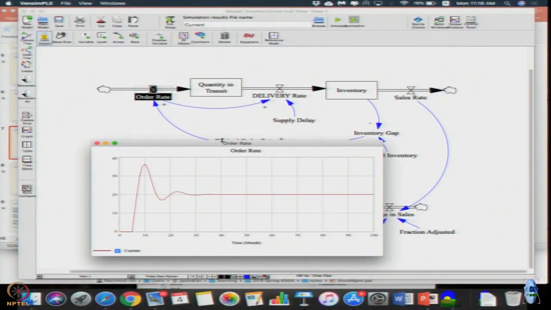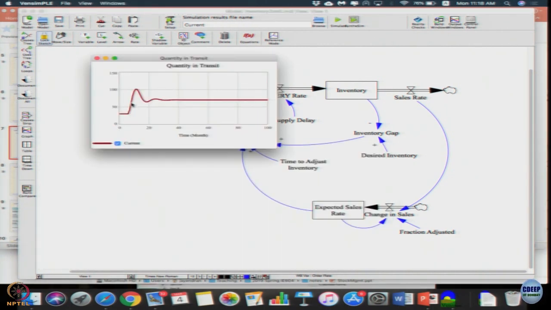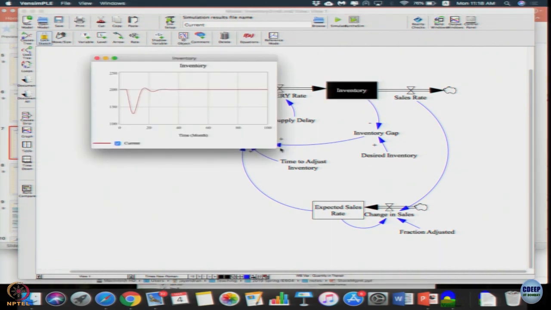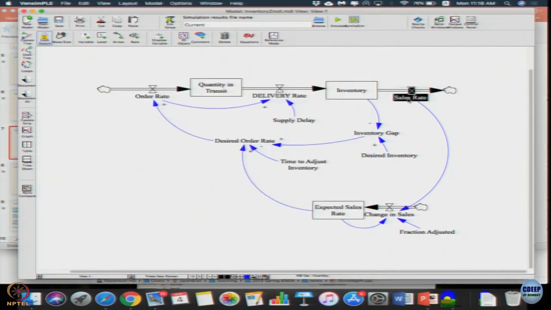If order rate is going to oscillate, then quantity in transit will also oscillate, and inventory will oscillate. Initially it falls down and then slowly oscillates around the mean, that is around the desired value, and then reaches steady state. Sales rate will also oscillate.